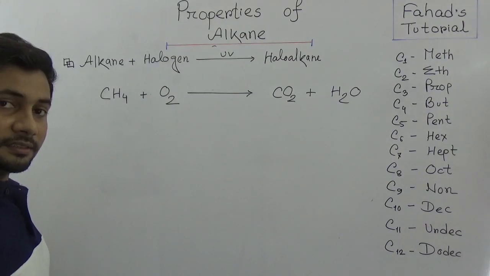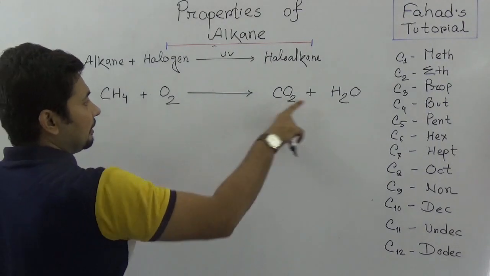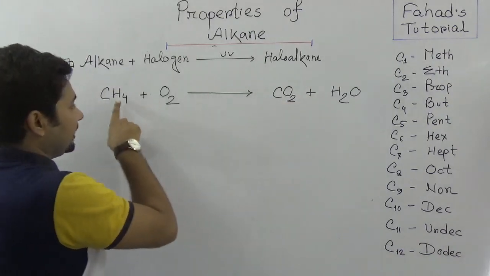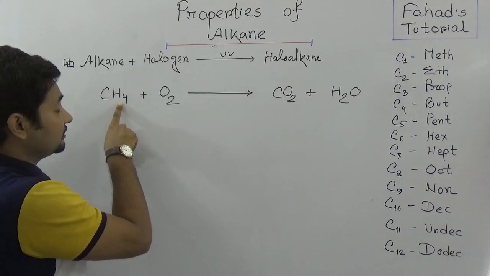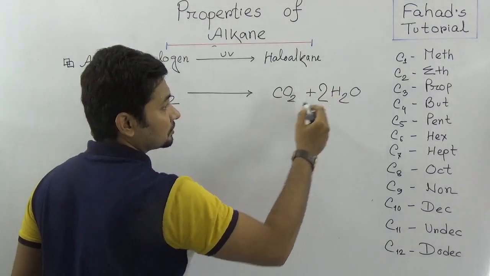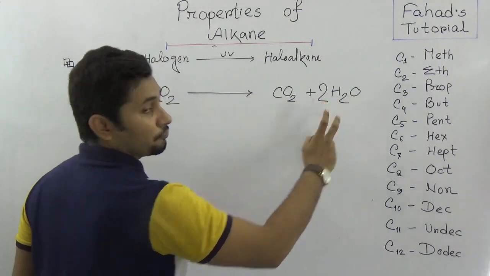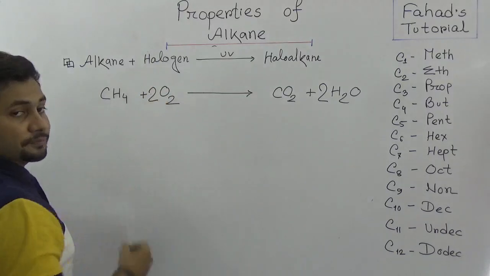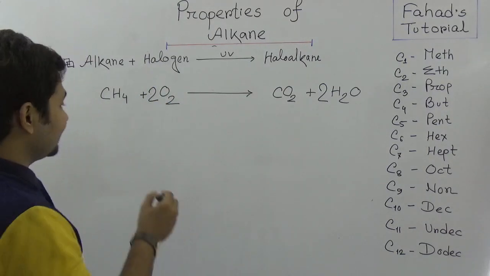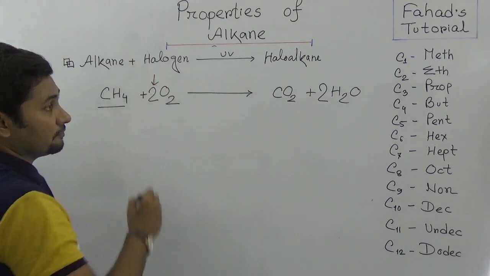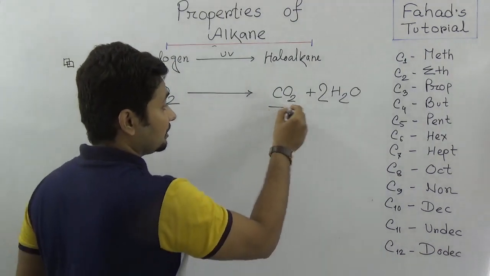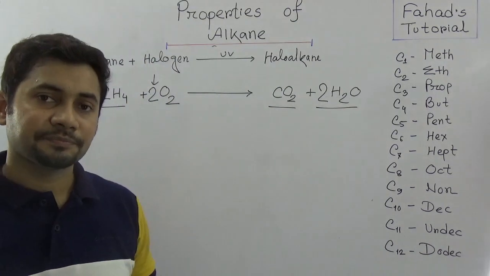Always. Now you see that carbon dioxide and vapor, here oxygen is 2 and hydrogen is 4. So if hydrogen is 4, we must put here 2 to make it equalize. And you see that oxygen is 2 and 2 is 4, so it should be 2. So one molecule of methane is oxidized by 2 molecules of oxygen, producing 1 molecule of carbon dioxide and water.